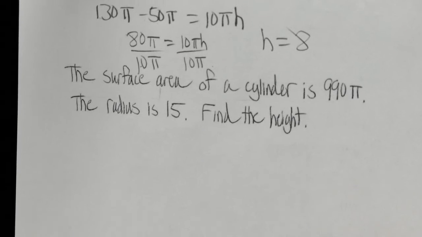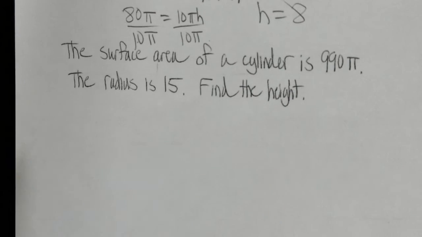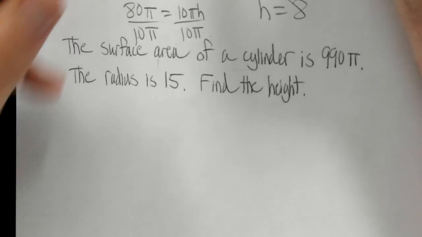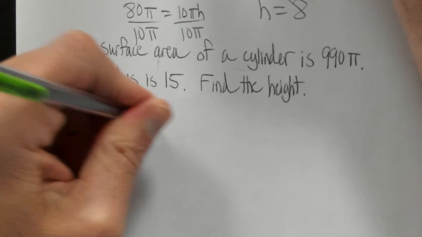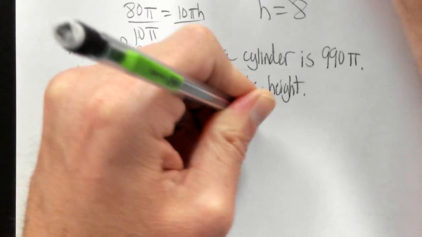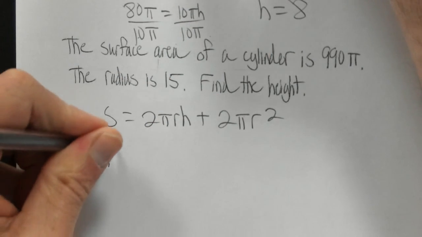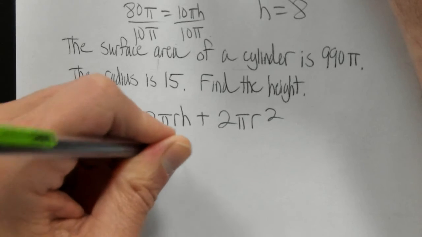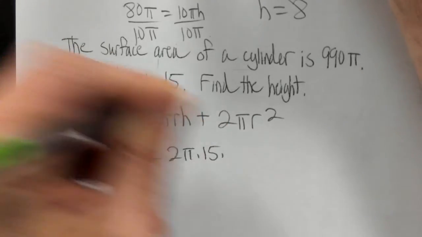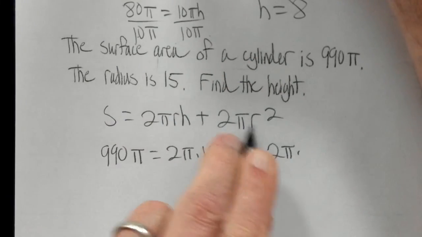Okay, so one more we need to take a look at here. It says the surface area of a cylinder is 990 pi. The radius is 15. Find the height. Okay, so again, surface area of a cylinder is the formula that we want. Same one. S equals 2 pi r h plus 2 pi r squared. All right, so the surface area is 990 pi. So we'll go ahead and put that in for S. The radius they gave me is 15. The height is missing. And we have another radius here, which is 15.